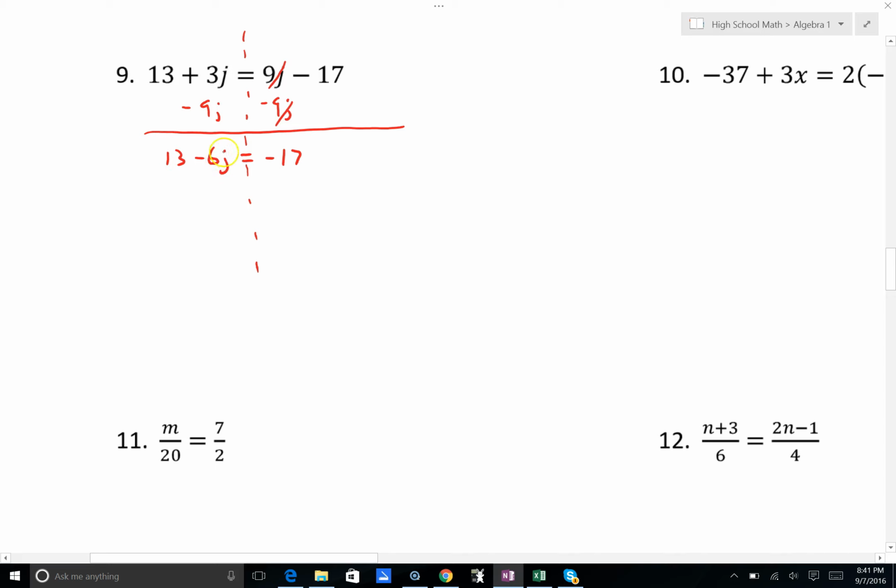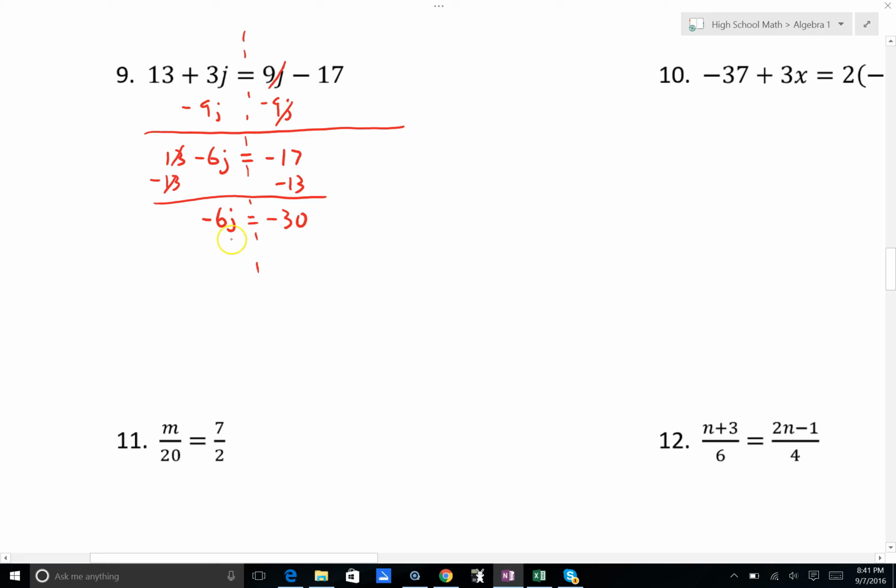We want to get our variable j by itself. We will undo this 13. It's a positive 13. We'll subtract 13. Whatever we do to one side, we do to the other. 13 subtracts 13. Notice this subtraction here. Make sure you hold on to it. In this context, it becomes a negative. Here it's a subtraction. Here it's a negative. Equals in between. Negative 17 minus 13 will be negative 30.